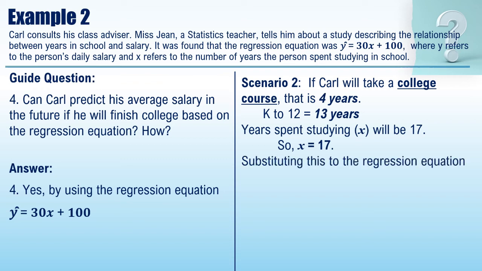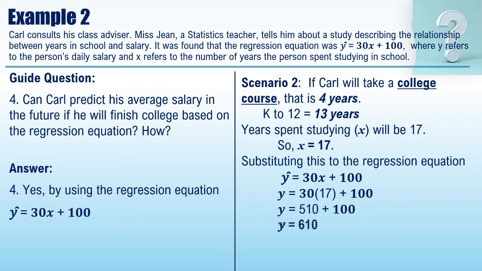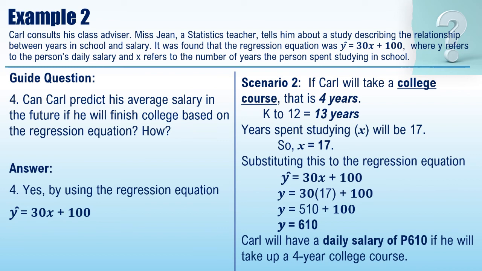Substituting this to the regression equation y hat equals 30x plus 100, we have 30 times 17 plus 100. 30 times 17 is 510, plus 100, you have a total of 610. So Carl will have an average daily salary of 610 if he chooses to take up a 4-year college course.